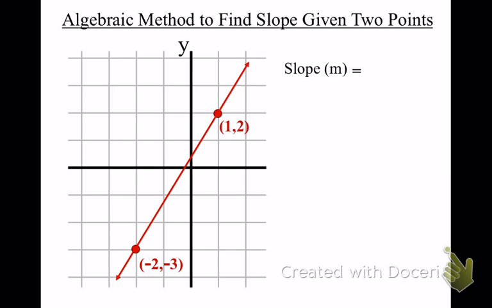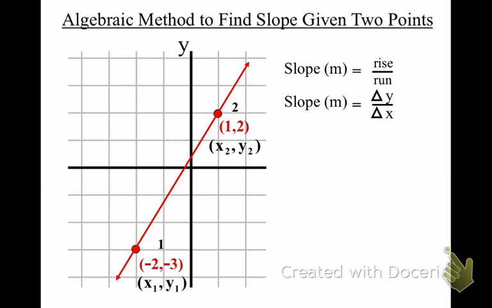Usually we would use this if given a table or given a set of ordered pairs. So you take any 2 points. In this case, we're going to take the 2 that have been listed, and you have to first of all name them. Let's call one point 1 and the other one point 2. So what that means when I call it point 1 is x1, comma y1, and we've got x2, y2.